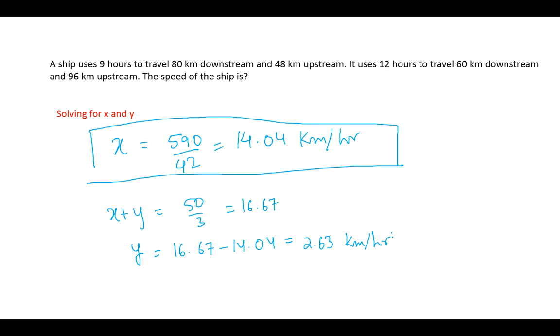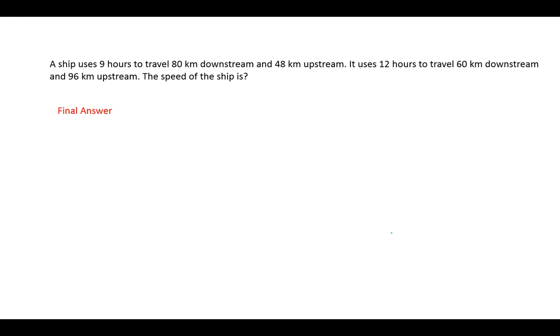So this is how you will solve upstream and downstream questions. You'll find the speed of the ship and the speed of the river. So hope you have understood how to solve simultaneous equations and how to apply them in downstream and upstream questions. Our final answer comes out to be 14.04 kilometers per hour. This is the speed of the ship.